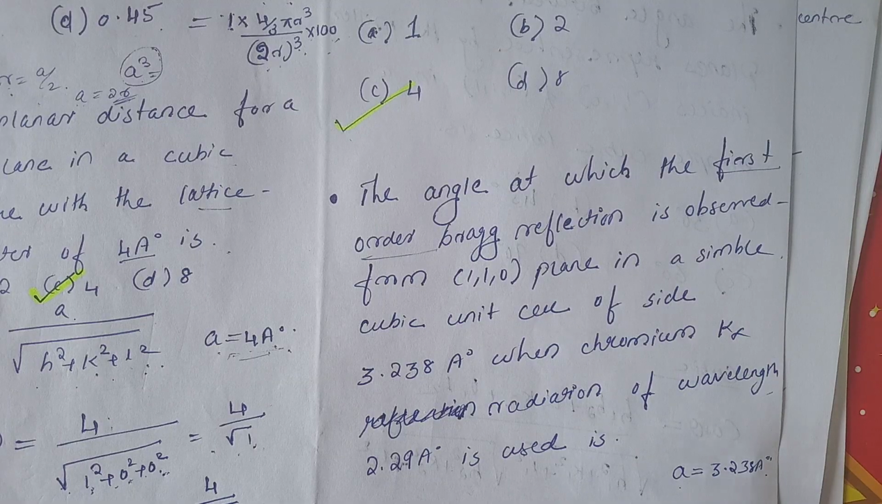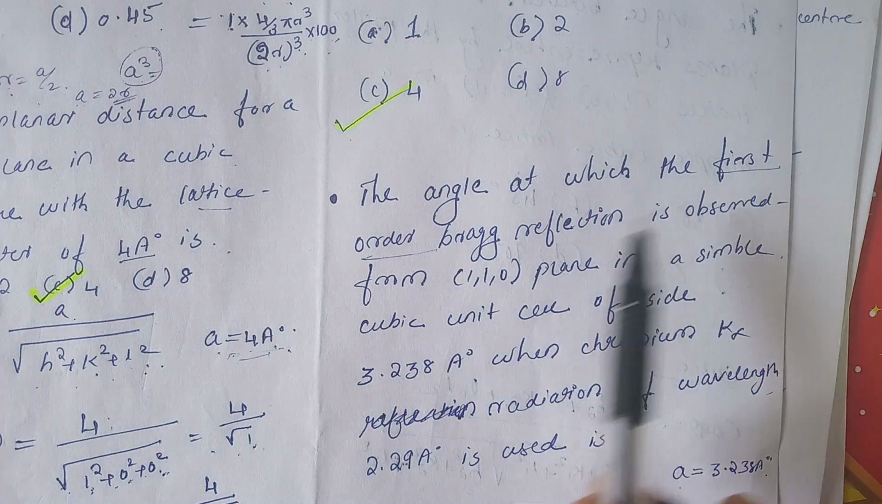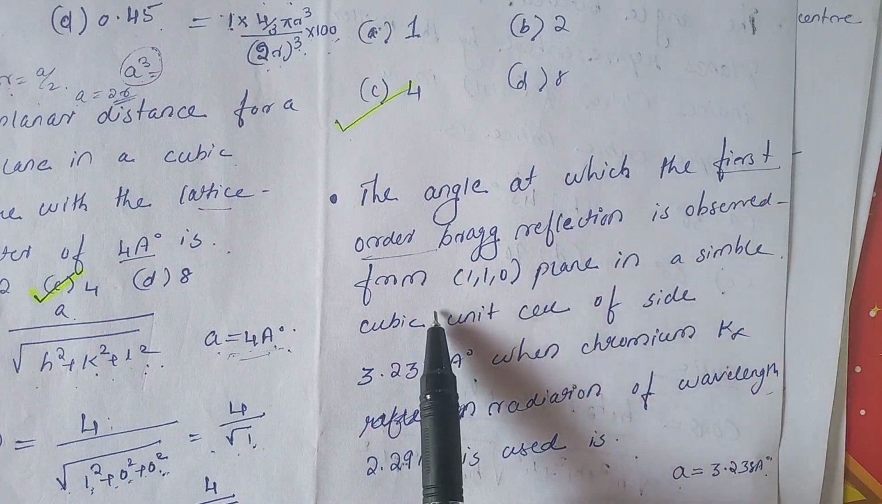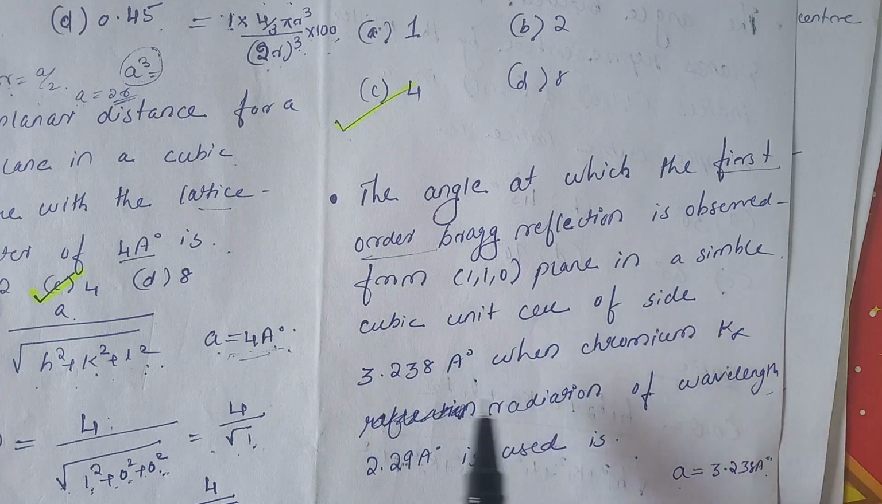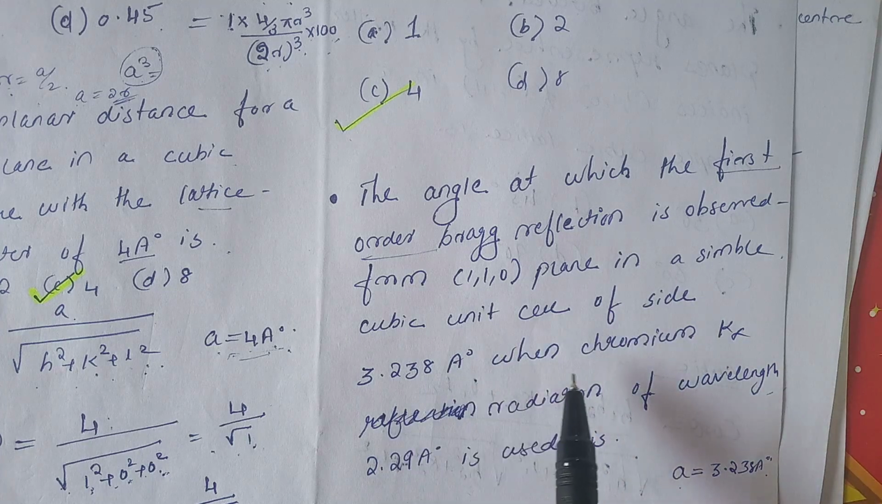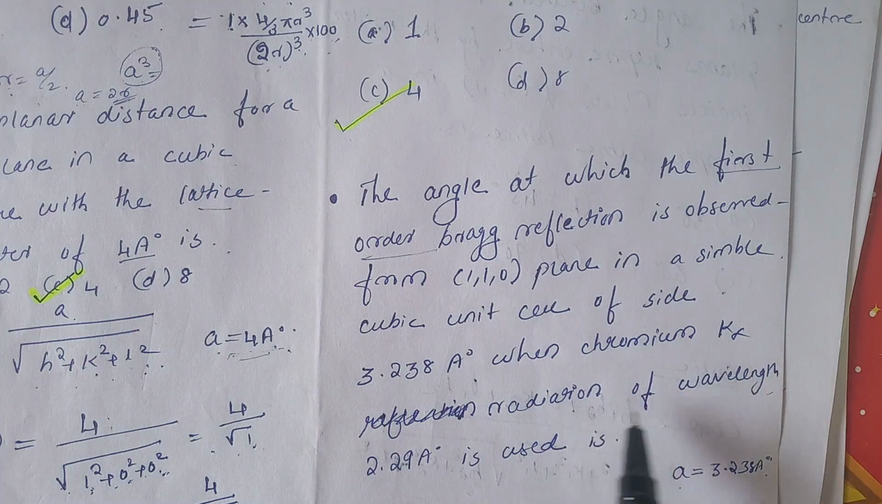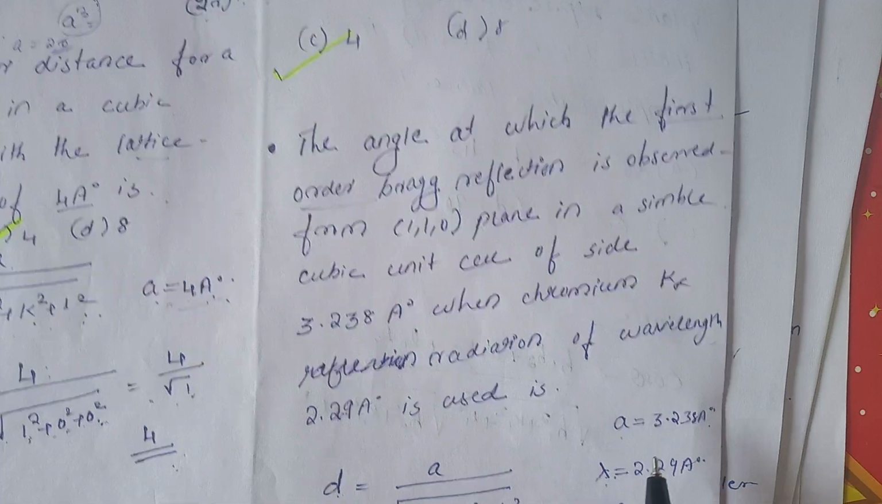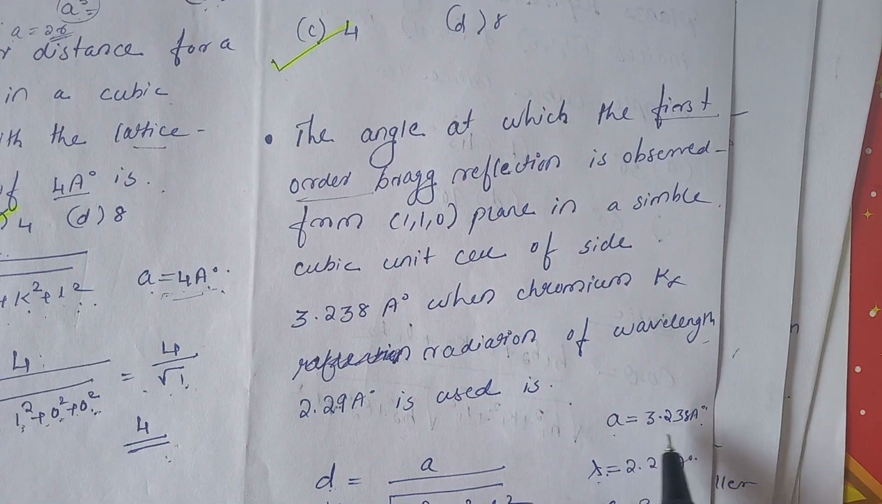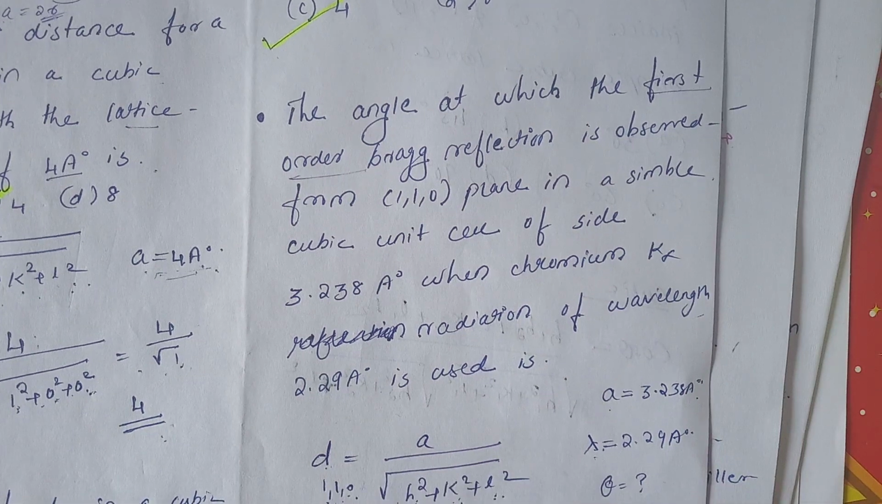Next question. The angle at which the first order Bragg reflection is observed from 110 plane in a simple cubic unit cell of side 3.238 angstrom, when chromium K alpha radiation of wavelength 2.29 angstrom is used, is. So here what are the things given? Edge length a is given. a is equal to 3.238 angstrom. And lambda is also given, 2.29 angstrom. And we have to find theta.